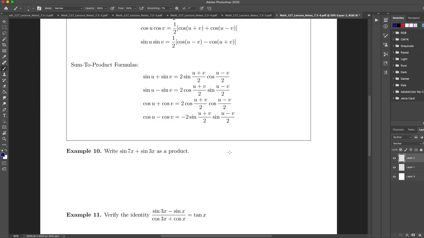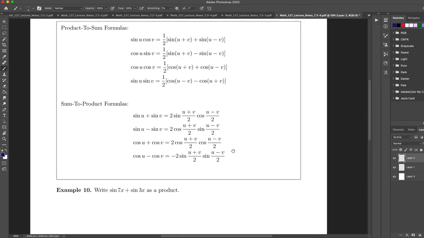Let's look at these product sum formulas. All right, so here's just a whole bunch of formulas. So here if I have u times v, I'm taking products and turning them into sums. So here's all the possible product sines and cosines. Here are all my possible sums with sines and cosines, and I'm converting them to products. So this is sum to product and product to sum.